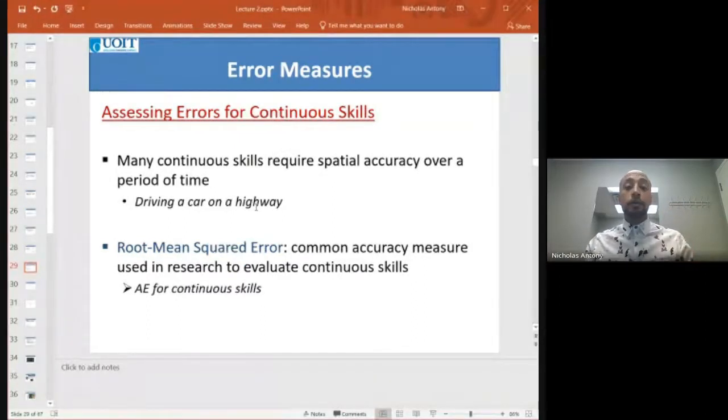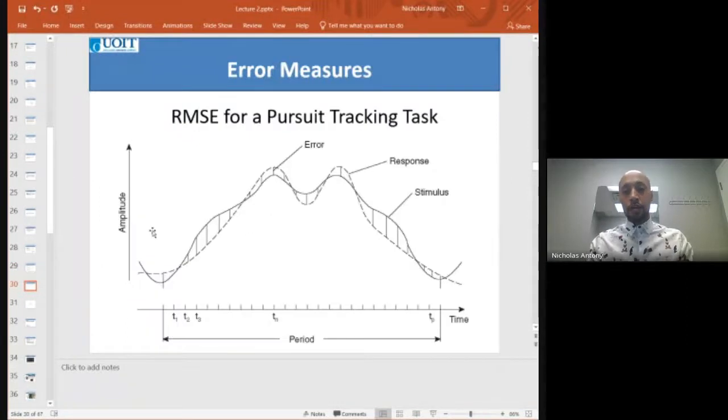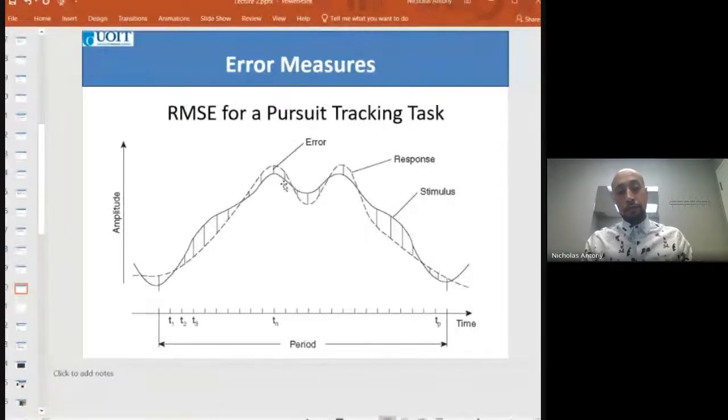One measurement that they used in terms of accuracy or error in continuous skills was called root mean squared error. They did this in research, and this is a pursuit task using a mouse. They would look at the error over time. This is the target, and then the cursor is you. And you can see how much they were overshooting or undershooting the target, because this is over time, right?